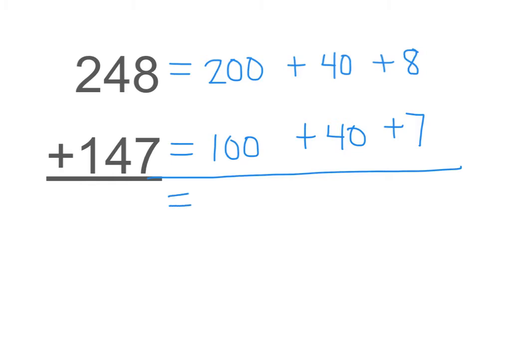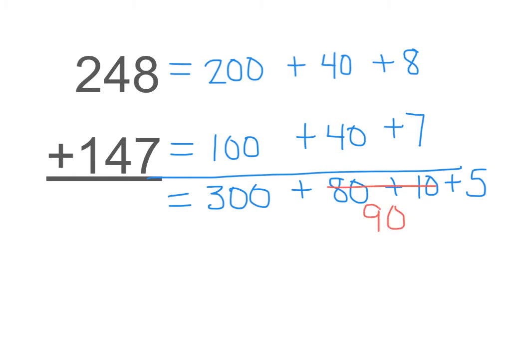200 plus 100 equals 300. 40 plus 40 equals 80. 8 plus 7, I'm going to think 7 plus 7 is 14. So 8 plus 7 is 15. I expand it so that I can combine my like terms. 300 plus 90 plus 5 equals 395.